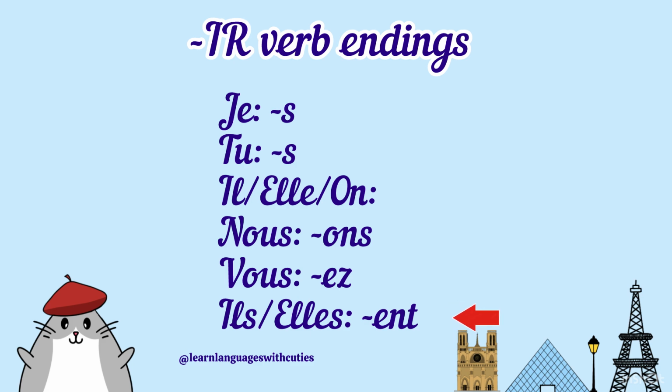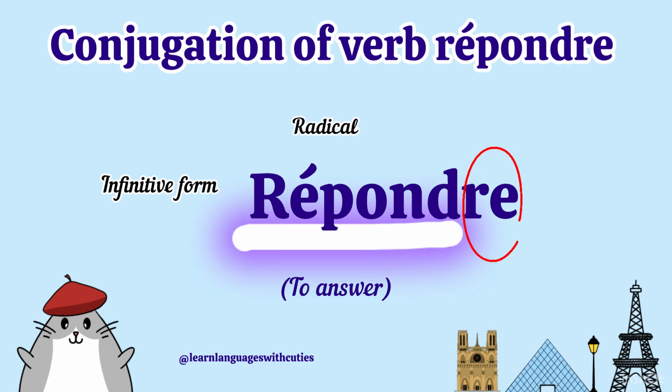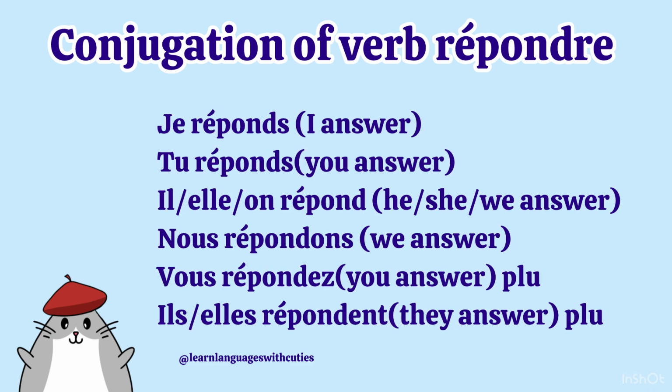Now let's take the example of the verb répondre. Répondre means to answer. Répondre is the infinitive form of the verb. So now what we are going to do is remove RE from the end and we will be left with répond, which is the radical to which we are going to add the endings that we discussed before. Now let's see the conjugation of the verb répondre with the endings. Je réponds, tu réponds, il, elle, on répond, nous répondons, vous répondez, ils, elles répondent.